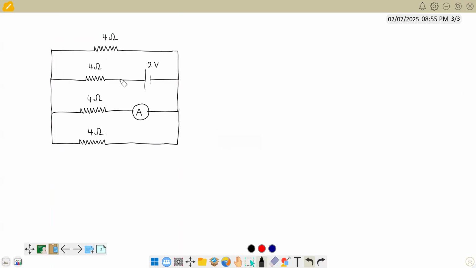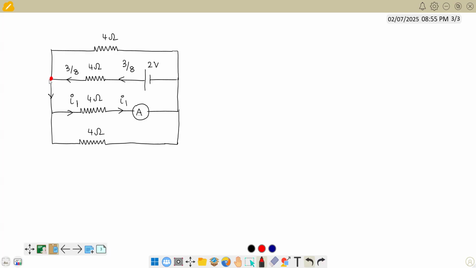Let us assume you understood that this would be 3 by 8, but you don't know that you have to divide the current equally. Then what I should do is assume a current I1 is flowing through this. Once we assume a current of I1 is flowing through this, let us use something called Kirchhoff's loop law. What is this Kirchhoff's loop law?